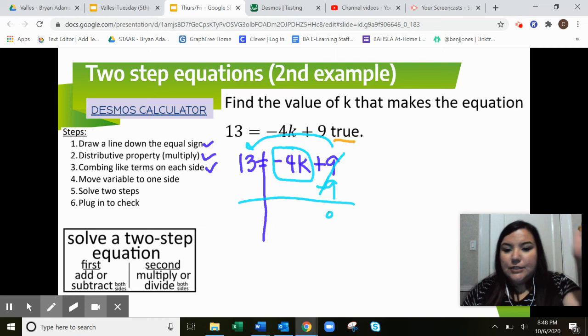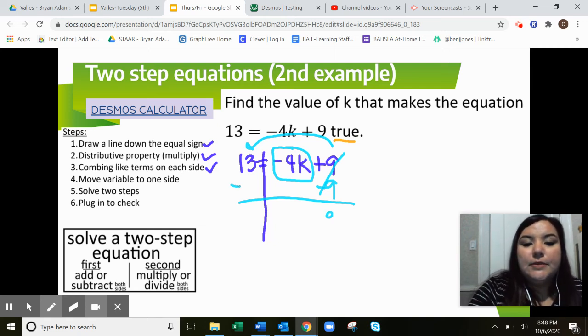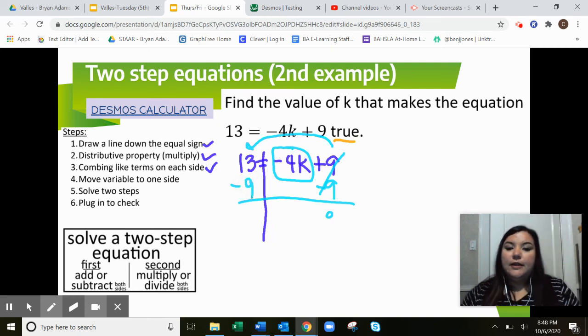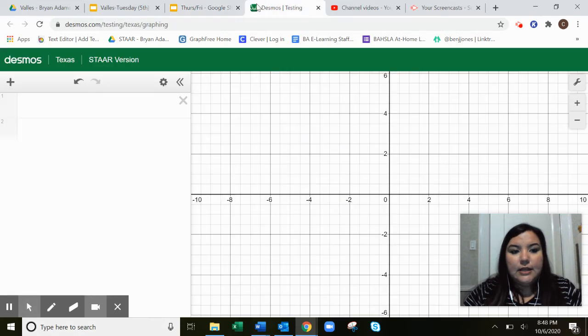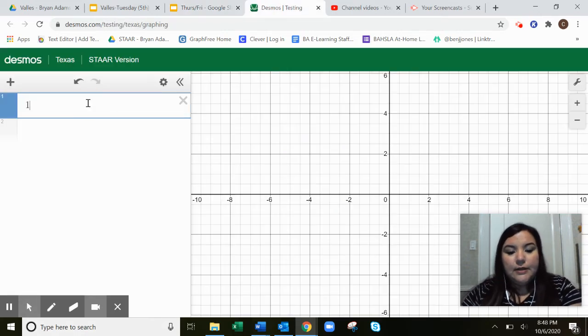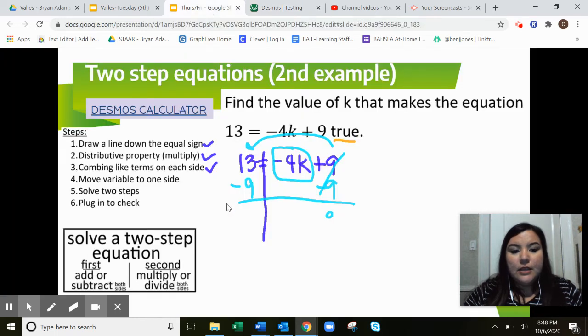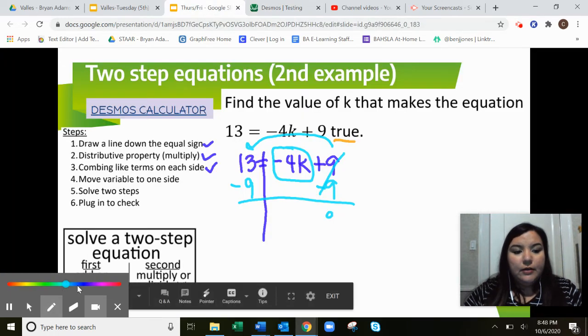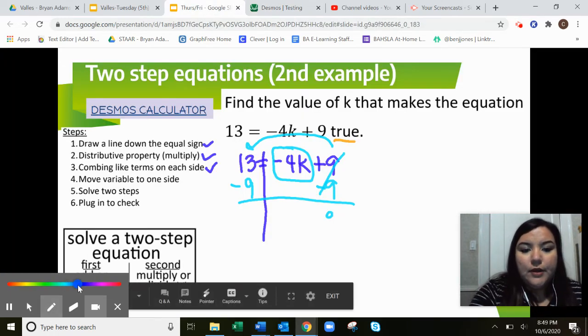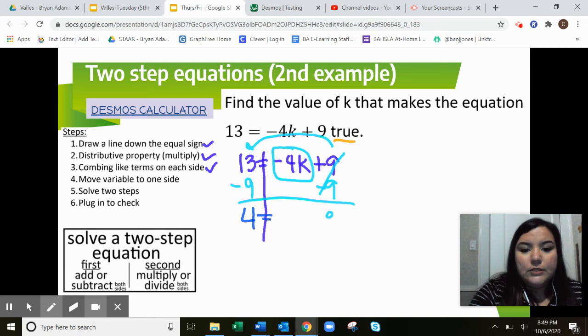But it doesn't just disappear, right? The 9 has to go somewhere. So it also goes on to the left side, because what I do on one side of the equal sign has to be done on the other one as well. Now I know here that 13 minus 9, so I'm going to type that in here, 13 minus 9 is 4. So this part here is equal to 4. So 4 equals negative 4k.